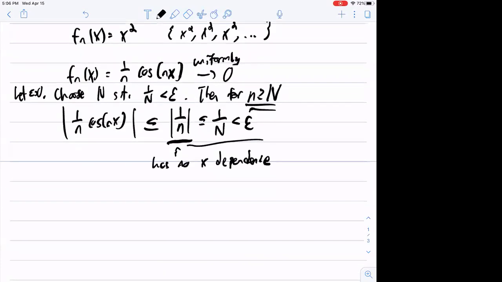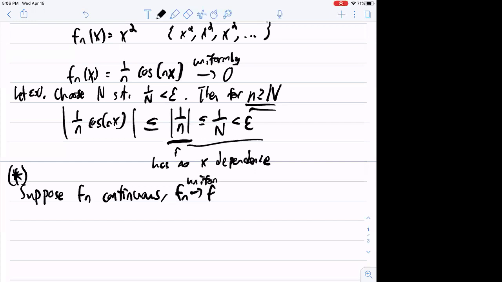Now, one important thing, so I'll call it star. Suppose Fn is continuous, and Fn goes to F uniformly. Then F is continuous. So this is a nice thing. I showed in last discussion a sequence of continuous functions that don't converge to a continuous function. In fact, there exists a sequence of continuous functions that converges to something that is discontinuous everywhere.